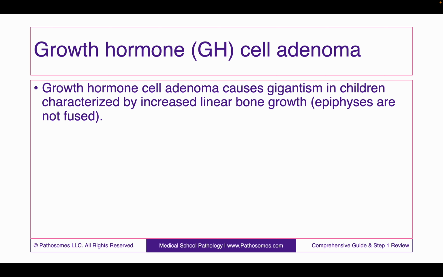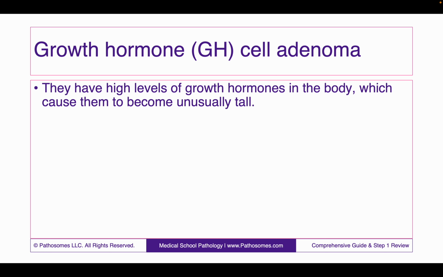And since we're talking about tumors and enlarged growths in the brain, we must talk about a growth hormone cell adenoma. Growth hormone cell adenoma causes gigantism in children, characterized by increased linear bone growth. The epiphyses aren't fused, right? Which is why they have high levels of growth hormone in the body, which cause them to become unusually tall.